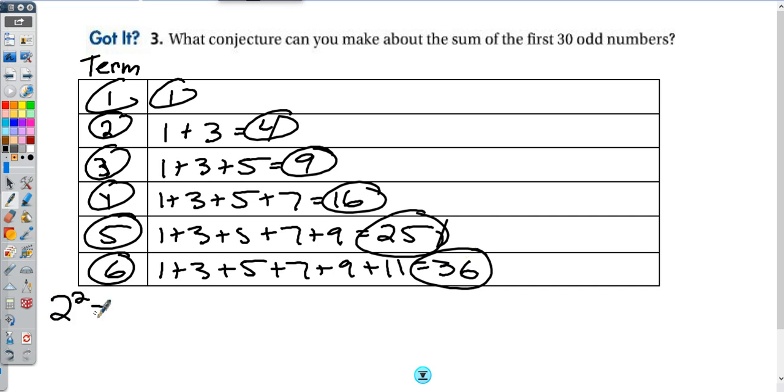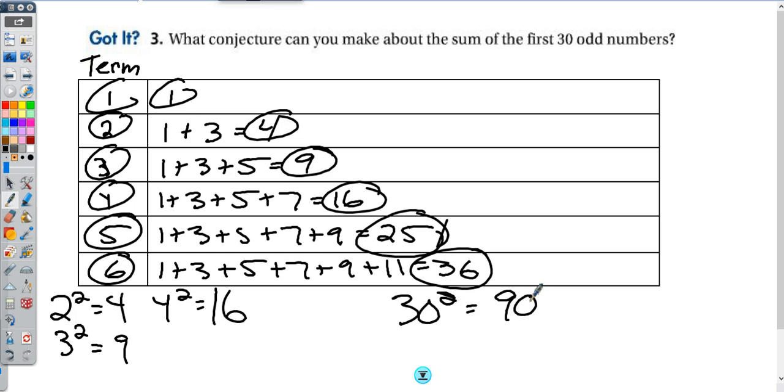I'm going to do 2 squared is 4, 3 squared is 9, 4 squared is 16. So that's the pattern that we see. To get to the 30th, you're going to do 30 squared, which would be 900.